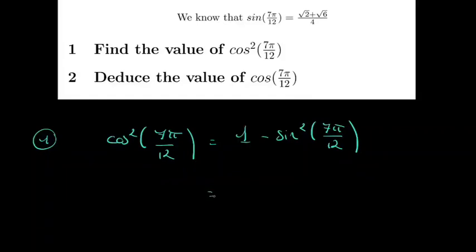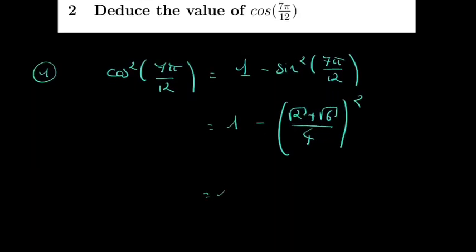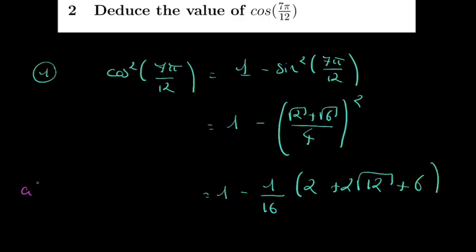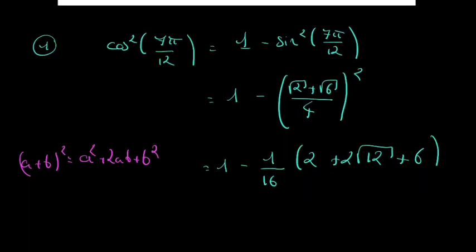And we just have now to replace sinus squared by the value we are given. This is equal to 1 minus (square root of 2 plus square root of 6 over 4), everything squared, of course. This is equal to 1 minus 1 over 16 times (square root of 2 squared, 2, plus 2 square root of 12, plus 6). Okay, I use the identity a plus b squared is equal to a squared plus 2ab plus b squared here.